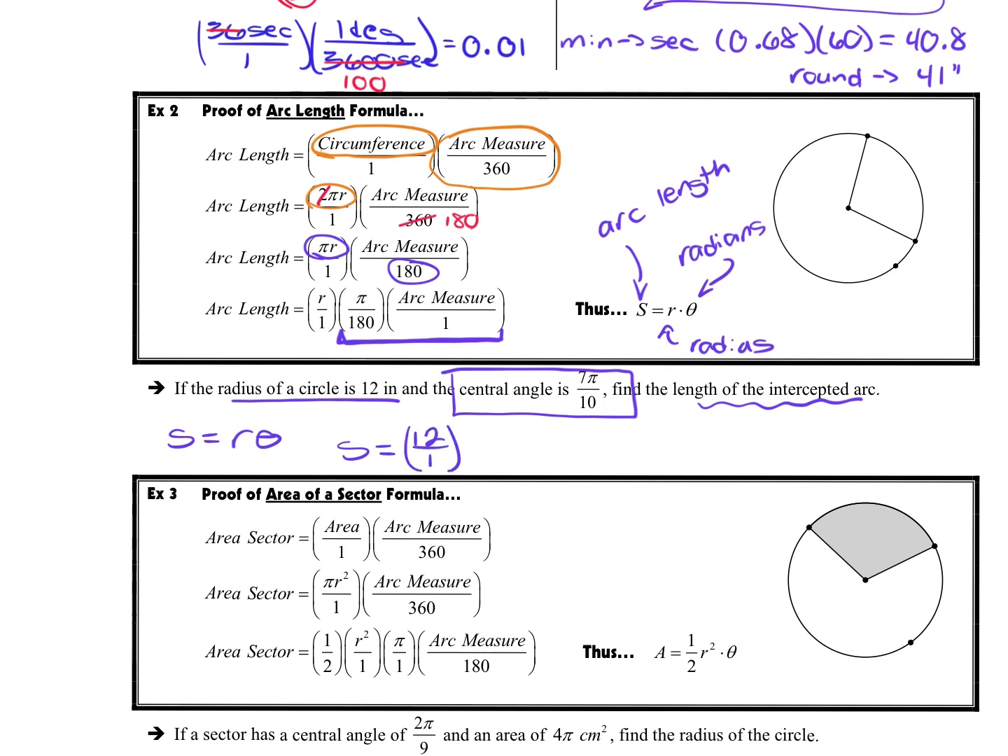I'm going to put it over 1. I'm going to take my 7 pi over 10. And of course, I can do a little bit of reducing here. My 12 and my 10 are going to reduce to a nice 6 and 5. And then I can multiply straight across, and that's going to give me 42 pi over 5. And of course, the arc length should be a nice distance around, so in this case it is going to be inches. So notice this is a lot faster than trying to convert this angle all the way to degrees and then apply the geometry formula.